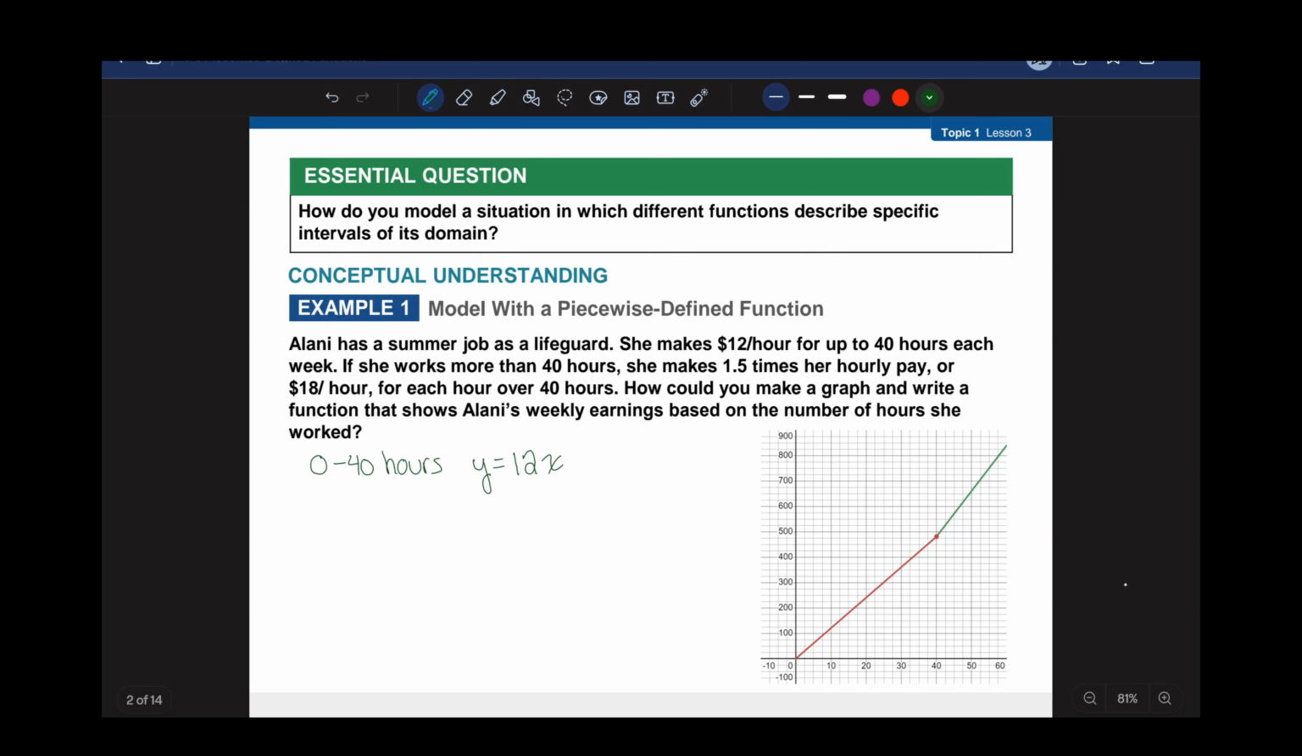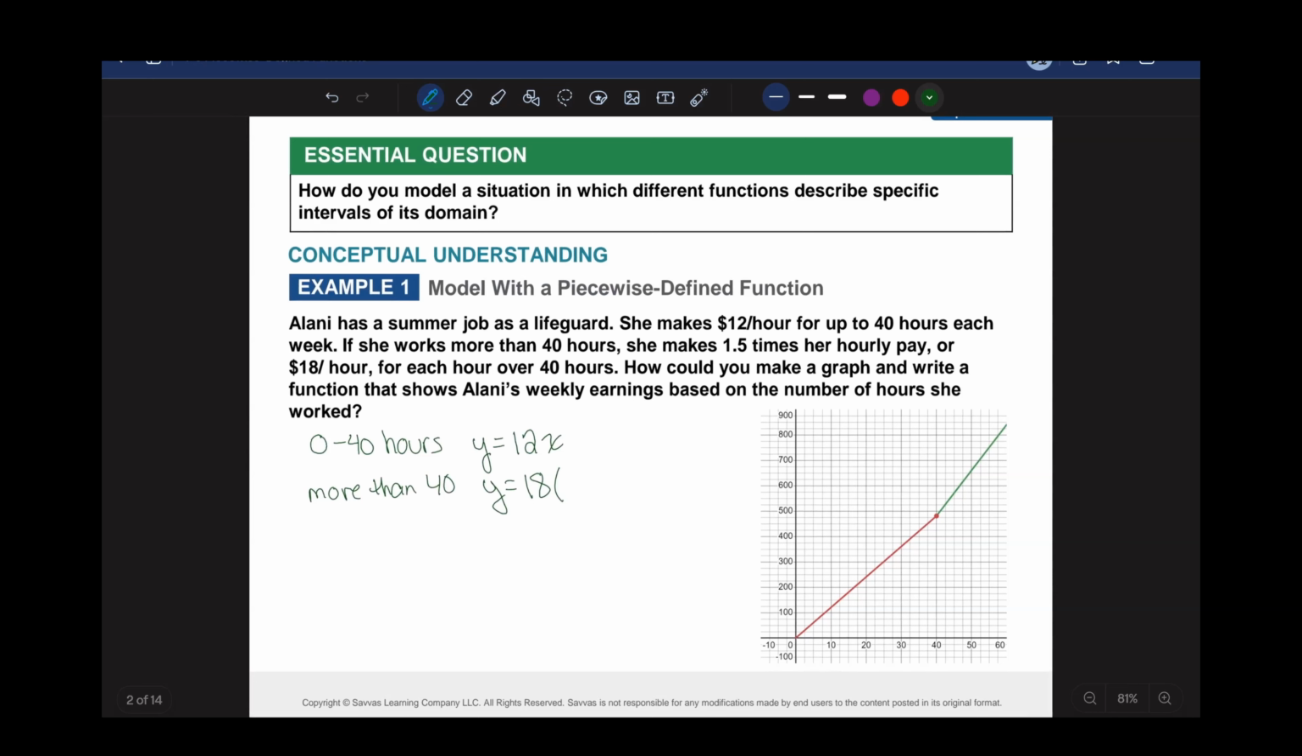All right, now then she has another section where she works more than 40. So more than 40 hours. And if I thought about the equation for that, that would be 18 times the hours that she worked. However, you don't get the $18 for every hour, just the ones above 40. So to show that, we're going to take the number of hours and subtract the first 40, I guess is a way you could think of that. So hours minus 40. So if I distributed that 18, that would give me 18x minus 240.